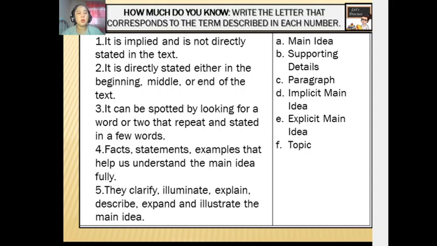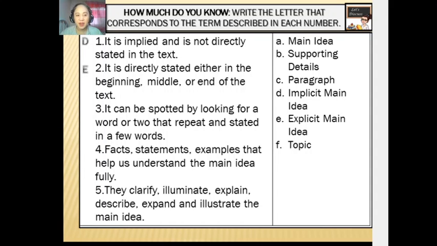Now let's take a look at the clue of the definition. It says there, implied and not directly stated. What word do you think is synonymous to the word implied? If you say it is implicit and the answer is D, you are right. How about number 2? Number 2 is of course the opposite of number 1. If in number 1 it is not directly stated, number 2 is directly stated. What do you think is the answer? If you say it's letter E, you are right.